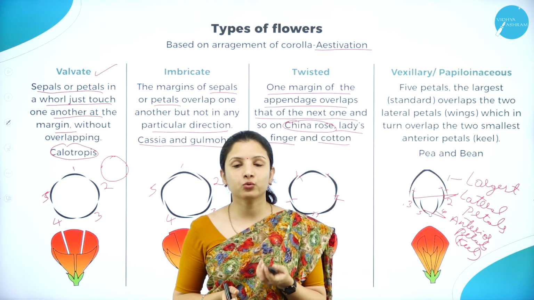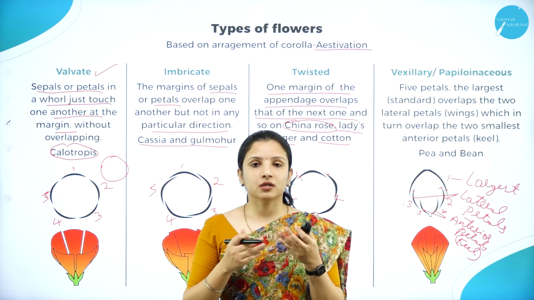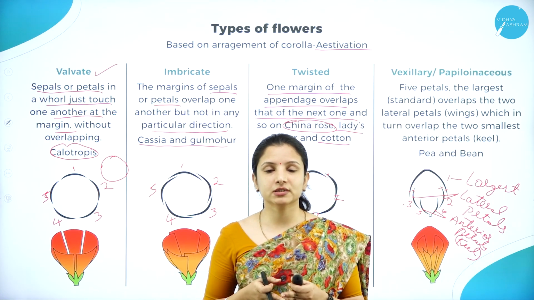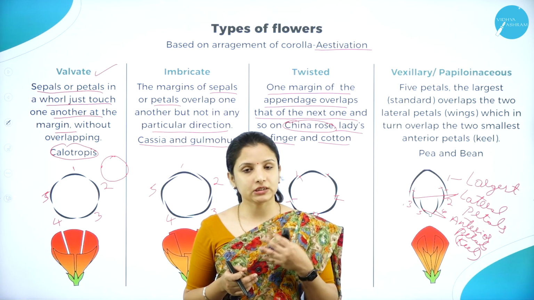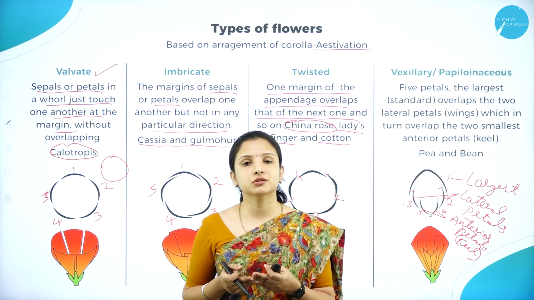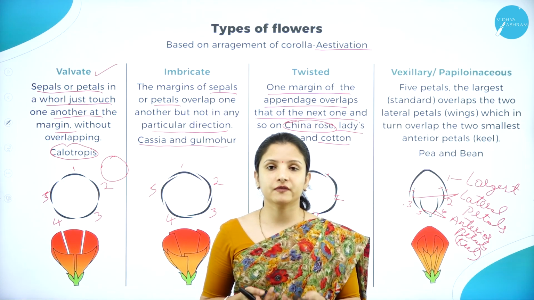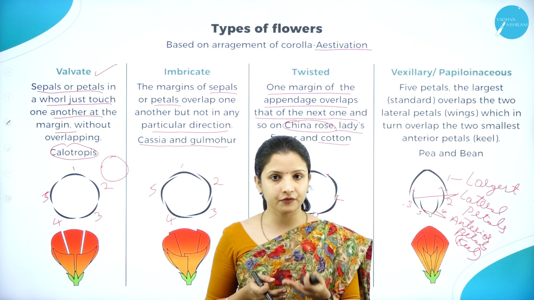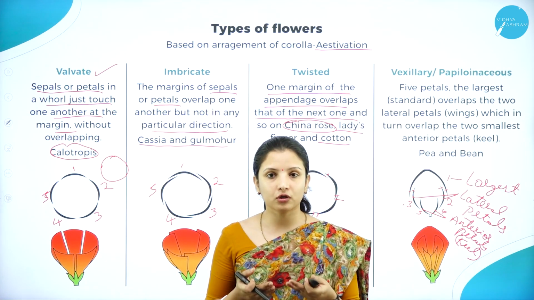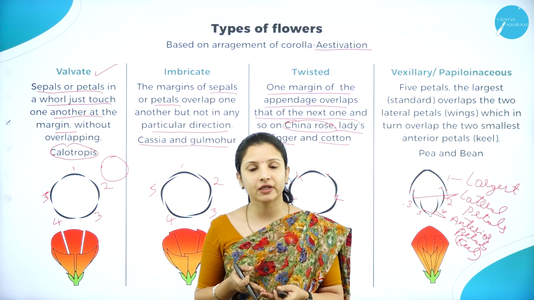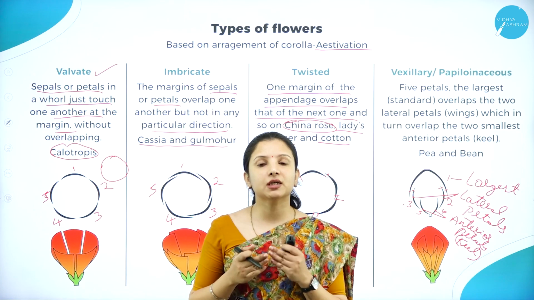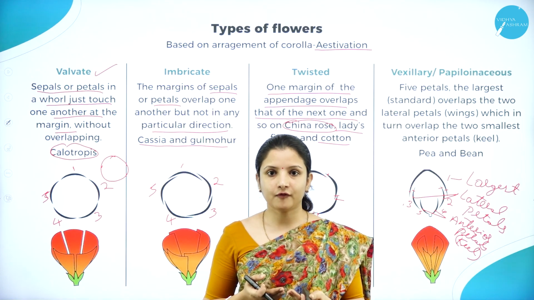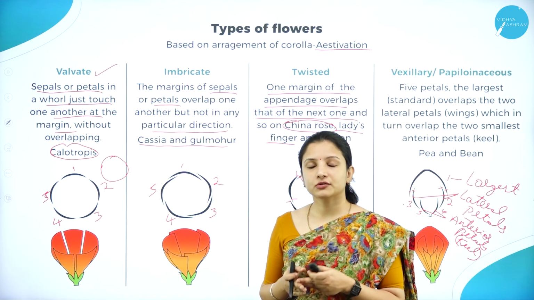So in today's session, we studied the inflorescence. So what is an inflorescence? And based on inflorescence, it is of 2 types, cymose and racemose inflorescence. And we also studied how flowers are classified based on the arrangement of the floral organs, whether the floral organs are fused, whether they are free, and how the petals are arranged. Based on all that, the flowers are classified into different forms. So I hope you understood this session well.